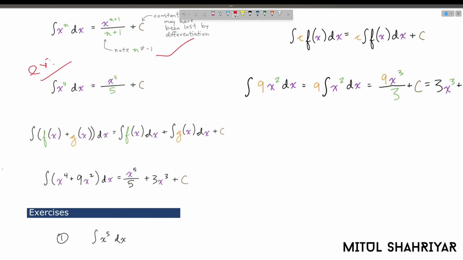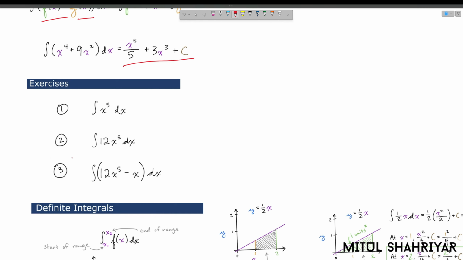Again, if you have multiple functions, we can integrate them, and if we have some sort of constant, we just put the constant outside and then do the integration. The example is this. We have 9, so we put this here and integrate this one. That's it. And you have another exercise here. This is the exercise for you.